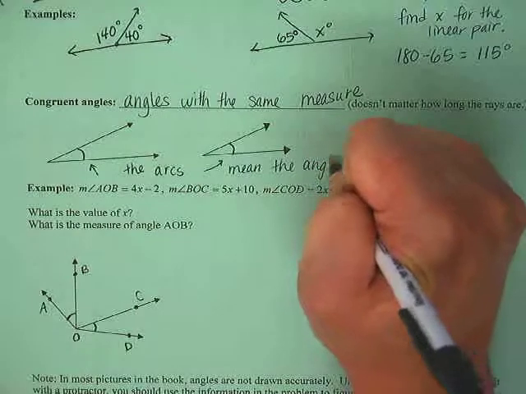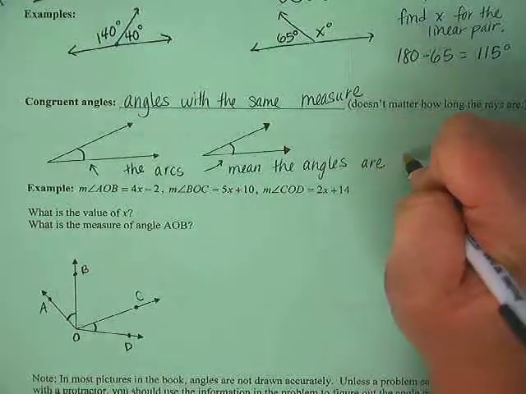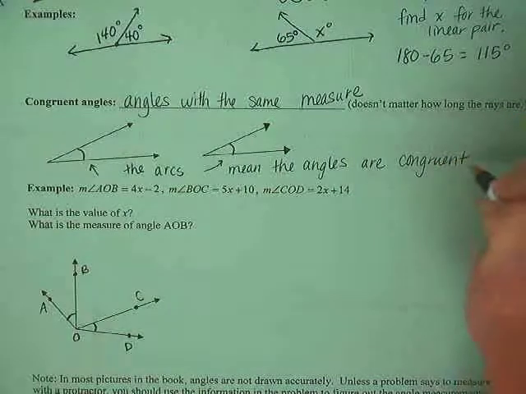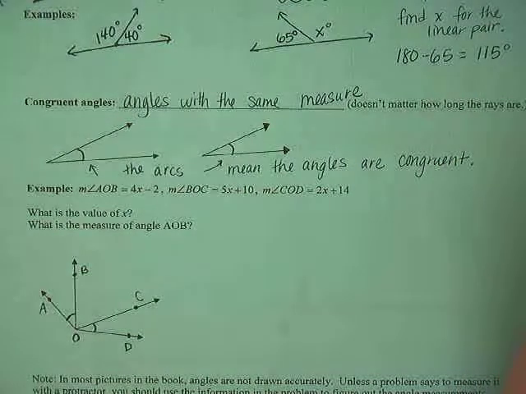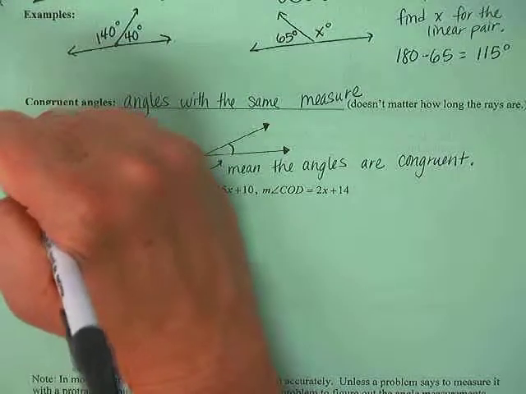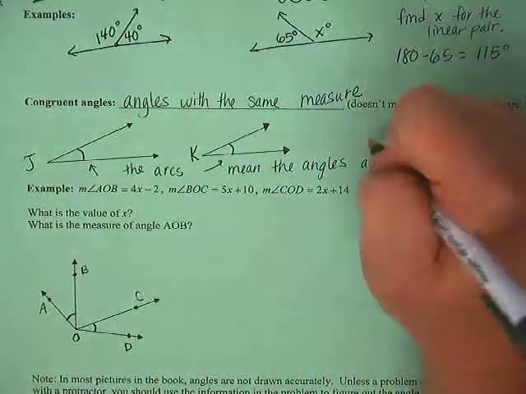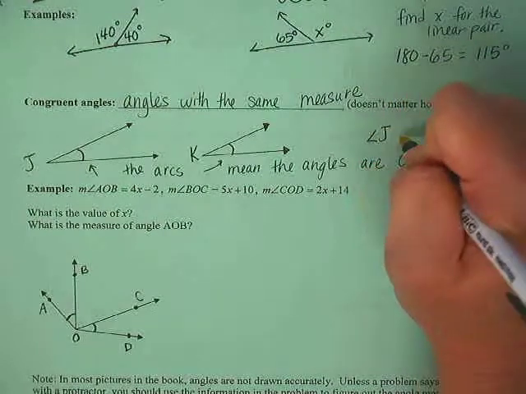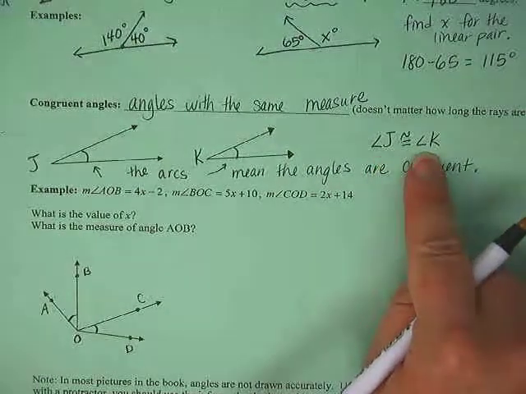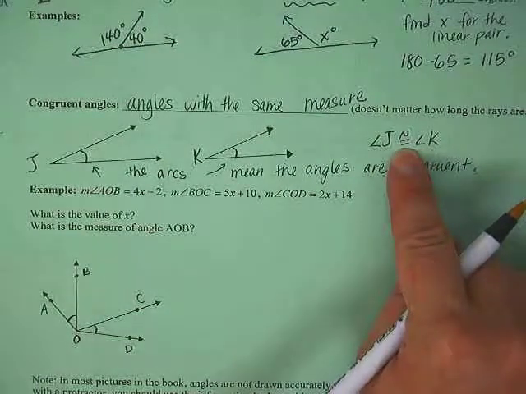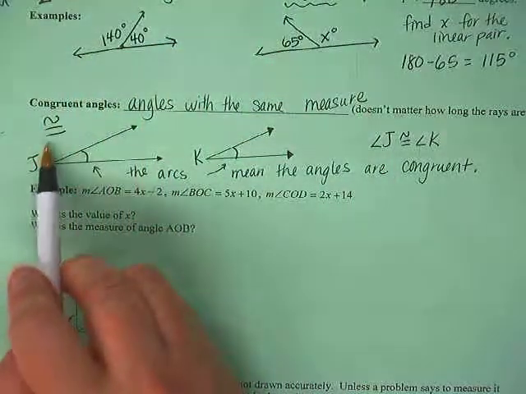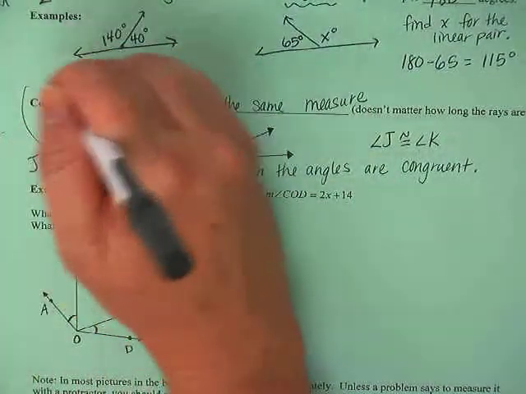Okay? In order to show that they are the same, we put little arcs in our drawing. So the arcs mean the angles are congruent, or their measurements are equal. Okay? So if this was angle J and this was angle K, what could we say about angle J and angle K? We could say that they are congruent.